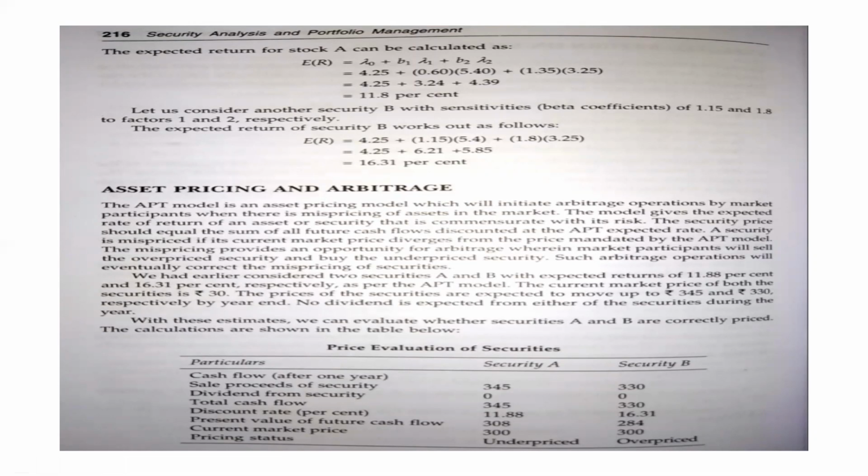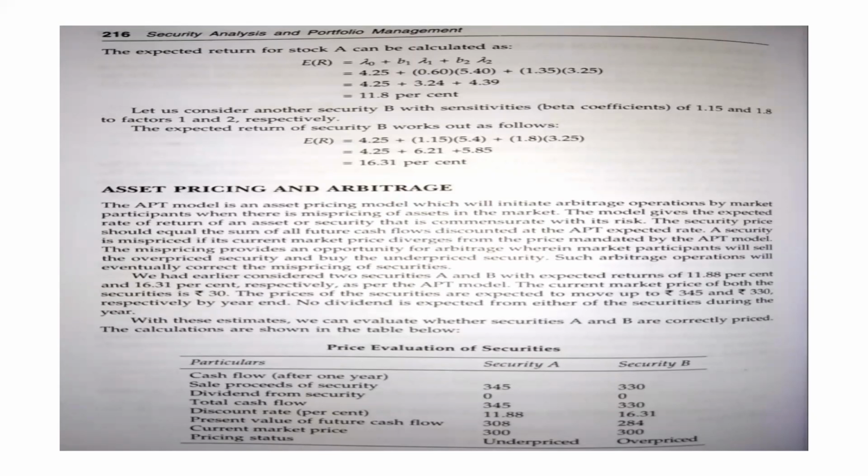Now, how do we carry out arbitrage using this method? What we do is calculate a value based upon the arbitrage pricing theory model, and then we compare that price with the expected price. If the model price that we have calculated is less than the market price, then we are going to say that it is underpriced.